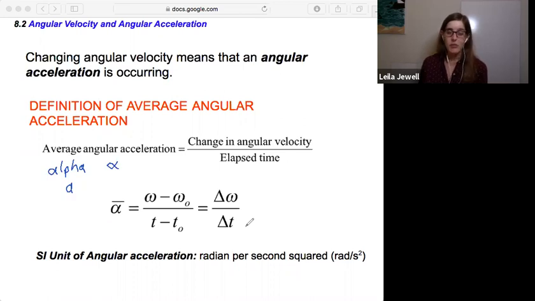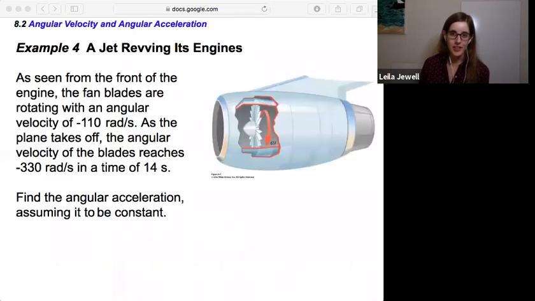And the SI unit will just be the SI unit of angular velocity divided by time, which comes out to radians per second squared. So this is very similar to our linear acceleration. The only difference is linear acceleration is meters per second squared. Here it's radians per second squared because we're looking at how the angle changes. It's the angular version of this. Let's look at this in an example as well so we can see it in action.